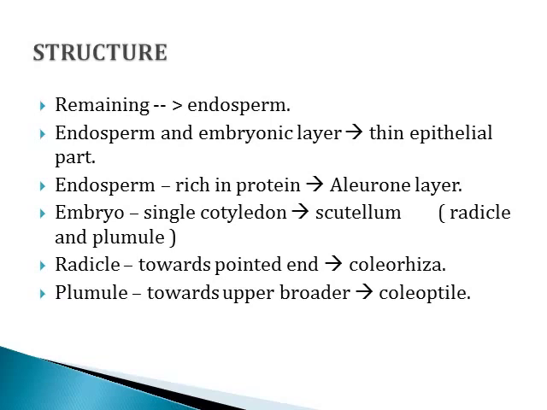It consists of a single cotyledon called the scutellum, and consists of a radicle and plumule. Here in maize, the radicle grows towards a pointed end and is enclosed by a protective sheath called the coleorhiza. Similarly, the plumule towards the upper border is covered by a protective sheath called the coleoptile. So this is the structure of the maize grain.